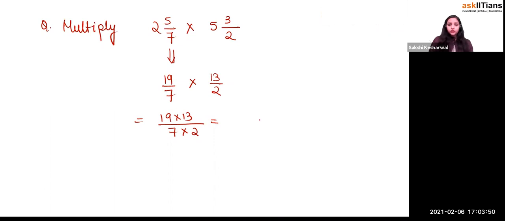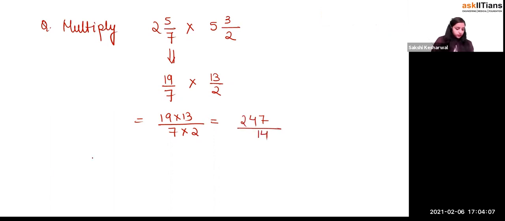Multiply 13 into 9 will be what? 27. And this is 3. 3 plus 9 is 12. And 12 plus 2, 4. And 4 ka 1, it will be 2. That is 247 upon 40, right? So this is one way.